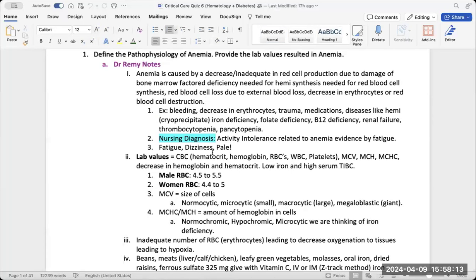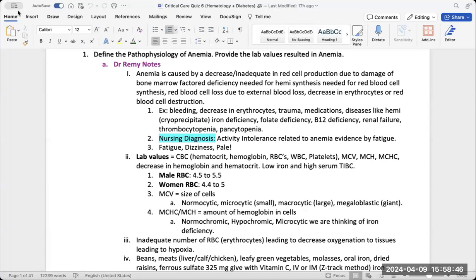She also mentioned that a nursing diagnosis specific to anemia would be activity intolerance related to anemia. Why would a patient who has anemia have a nursing diagnosis of activity intolerance? Does anybody know why? They get tired easily because of the anemia.